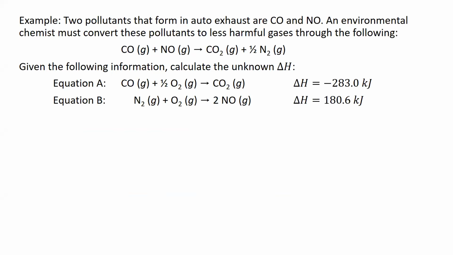occurs via two possible types of reactions. The first one, equation A, says carbon monoxide plus 1/2 O2 reacts to form CO2, right? And so that's associated with a delta H of reaction of negative 283.0 kilojoules, exothermic. And the other potential reaction is nitrogen plus oxygen go to form 2NO. Now you might get these two sets of data from, say, a table of enthalpy changes for chemical reactions, or they might be experimentally determined in a laboratory.